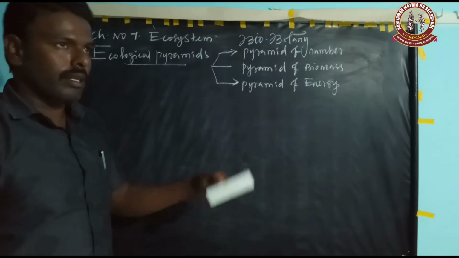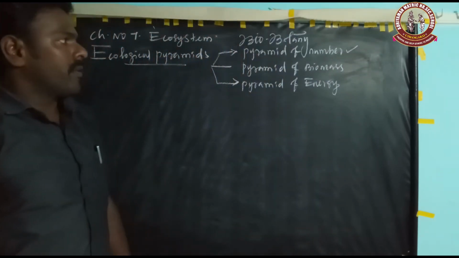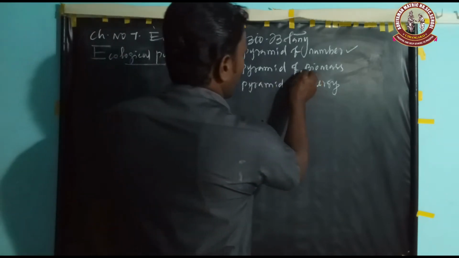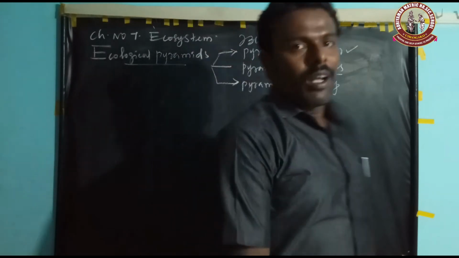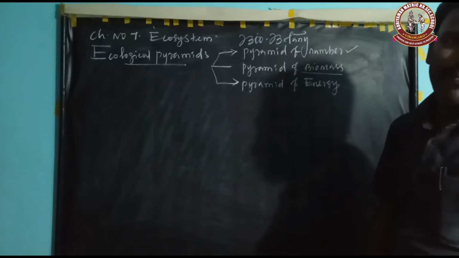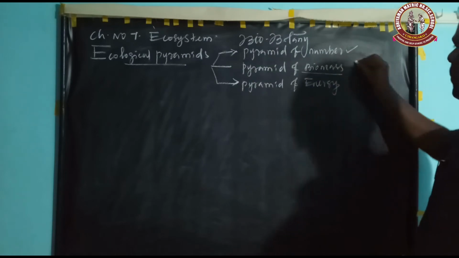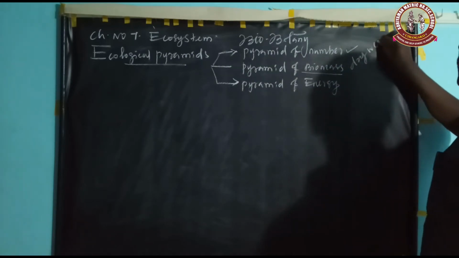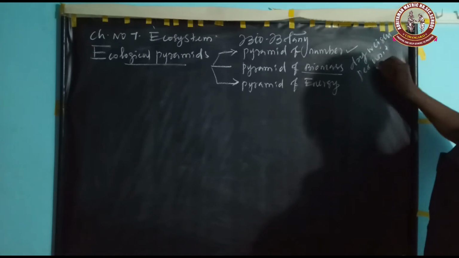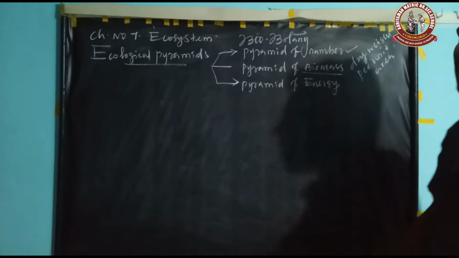Already in previous classes we discussed the pyramid of number. Now we will discuss the pyramid of biomass. So what is biomass? Biomass is nothing but dry weight per unit area. That's why it is biomass: dry weight per unit area. So what is a pyramid of biomass?